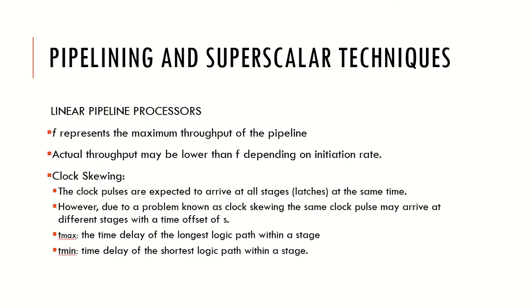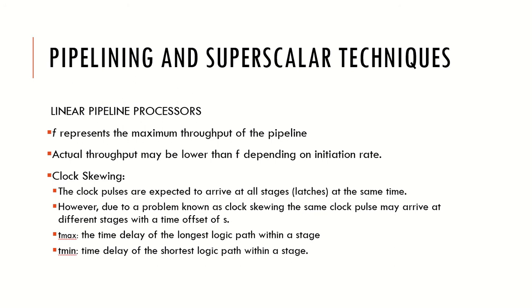Now, the F represents the maximum throughput. Initially we had some other equations for finding the throughput, but here in the case of a pipeline, this F factor is going to be the throughput of the pipeline. So, F represents the maximum throughput of the pipeline. Actual throughput may be lesser than this computed value of F, that is based on the initiation rate.